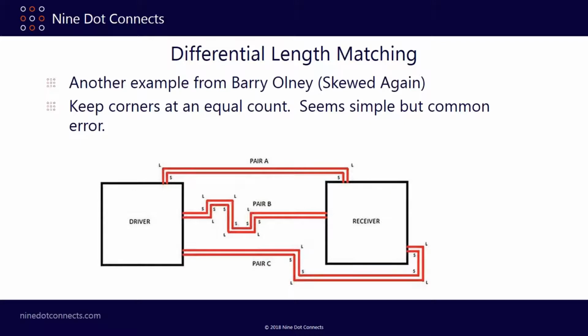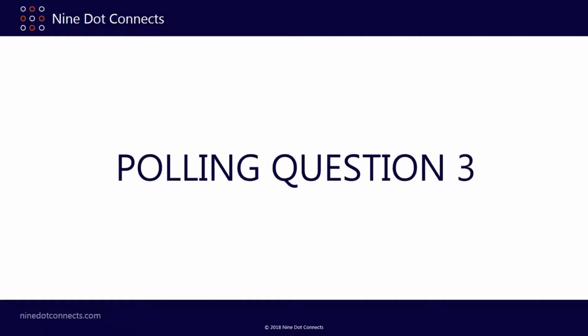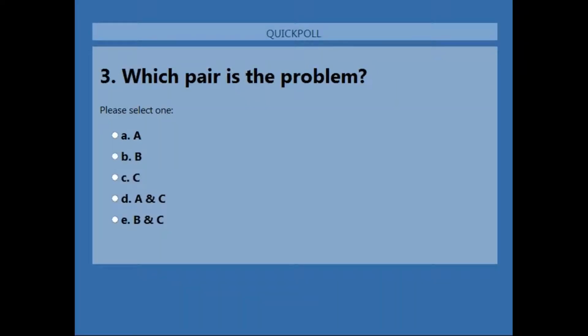So here's one of my favorite examples that I'd like to use again. It has to do with differential traces going between a driver and a receiver, and you have pair A, pair B, and pair C. The goal is you want to keep corners at an equal count. It seems simple, but it's actually a common error when people are routing. So this next question is, if you're looking at this diagram, which pair do you think is the problem?